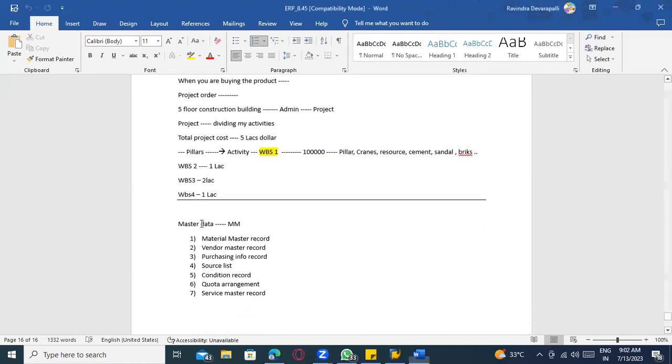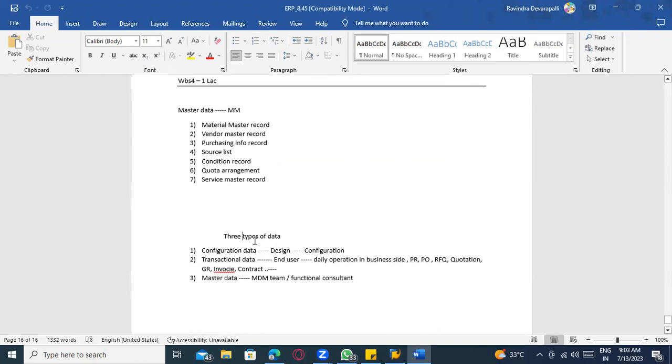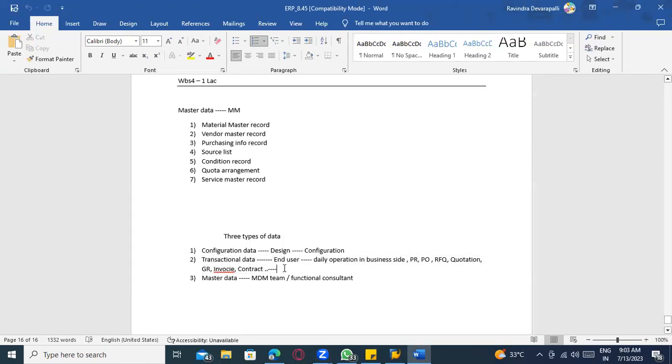Okay. So we are discussing the master data. Yesterday we discussed the different types of data and how we can segregate them: configuration data, transactional data, master data. So what is the difference between these three? Transactional data is the daily operations in the business, what operations they are performing in the system, which end users, super users and shop floor workers will be using.